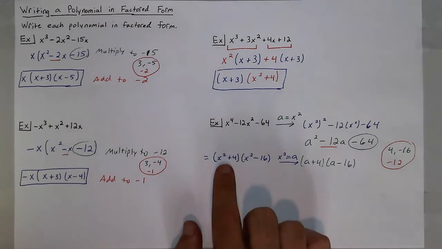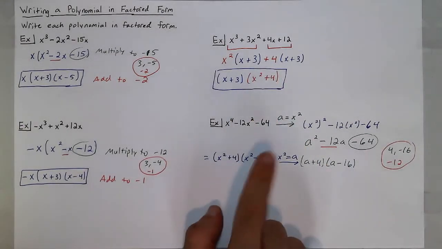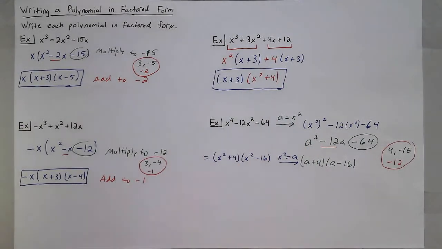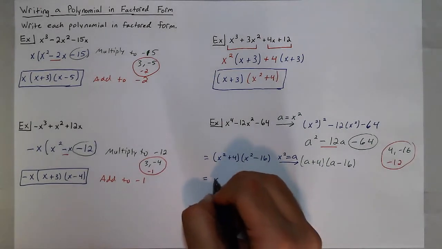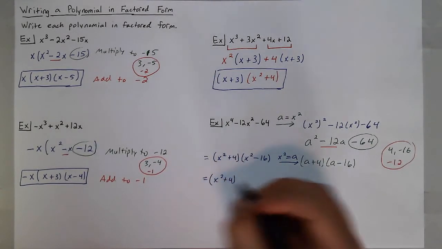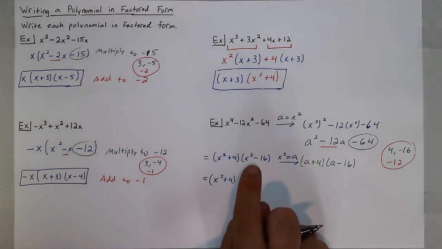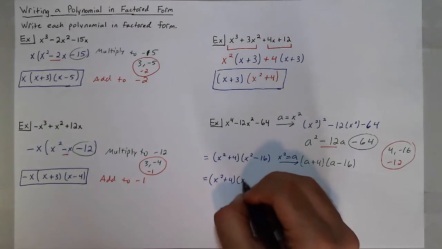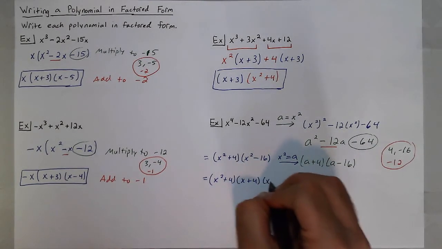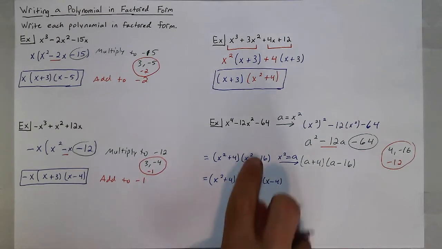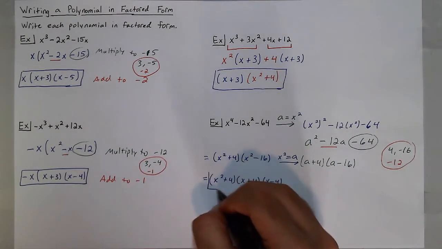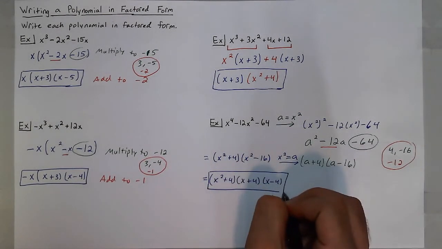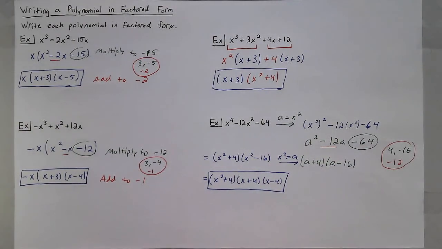Now again, I have that sum of squares just like before, but I also have a difference of squares, which is factorable with real numbers. So I'll get x squared plus 4, but then times the difference of squares factor of x squared minus 16, which would be x plus 4 times x minus 4, using that conjugate pair to get that. And that is how you write a polynomial in factored form.